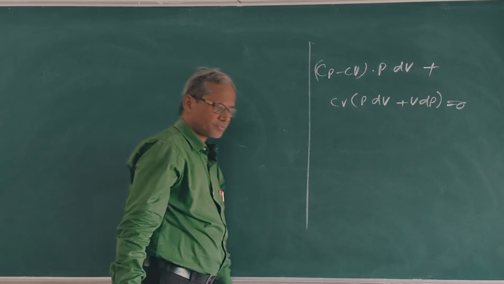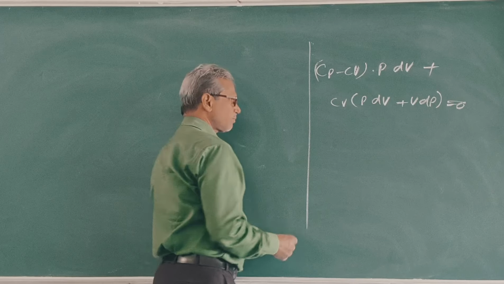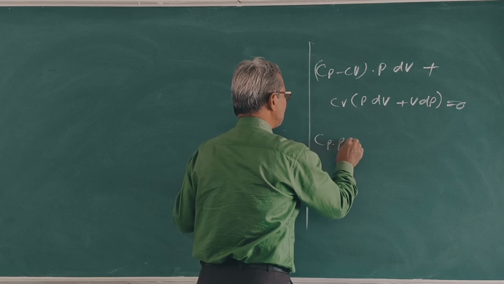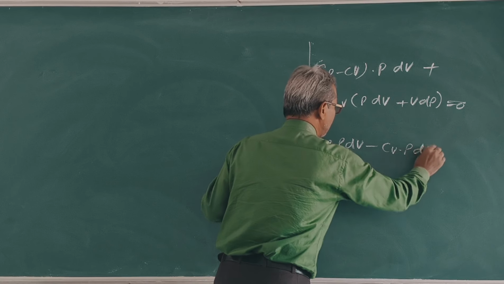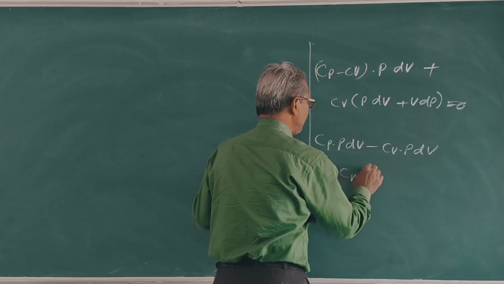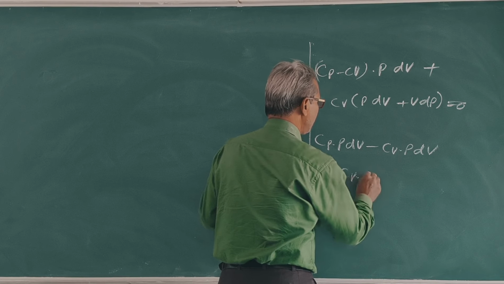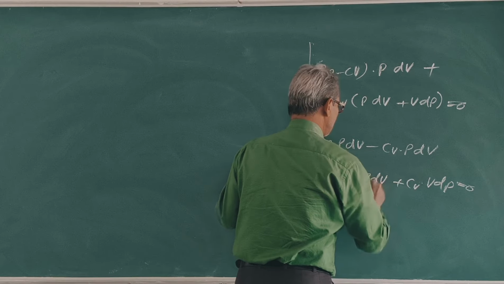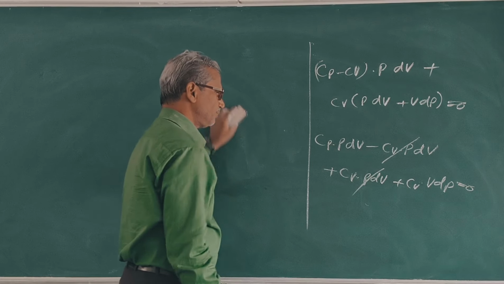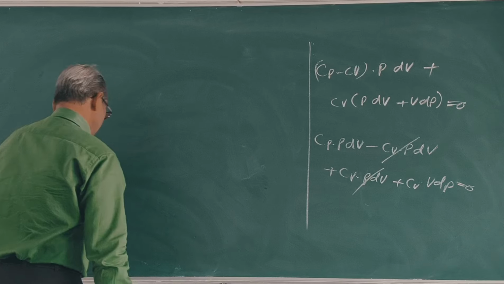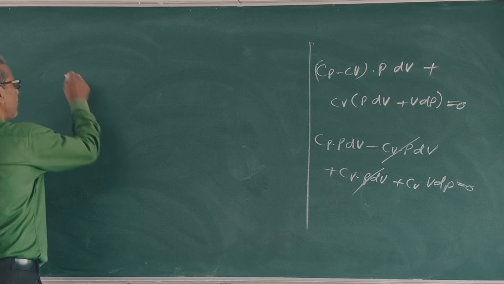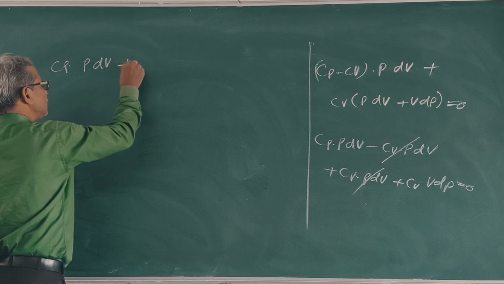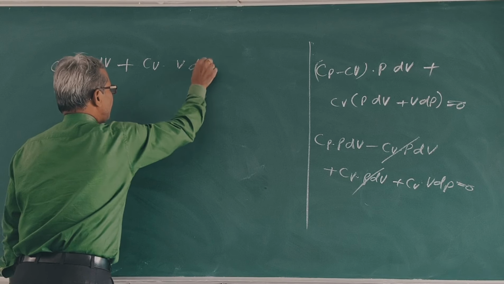Now open the bracket. Cp into P dV minus Cv into P dV plus Cv into P dV plus Cv into V dP is equal to 0. P dV cancels. Next, Cp into P dV plus Cv into V dP is equal to 0.